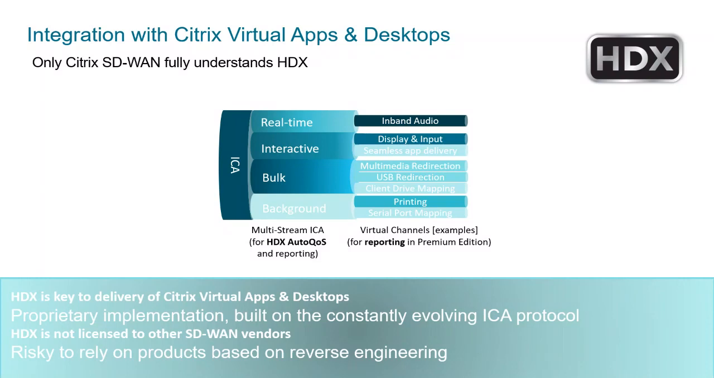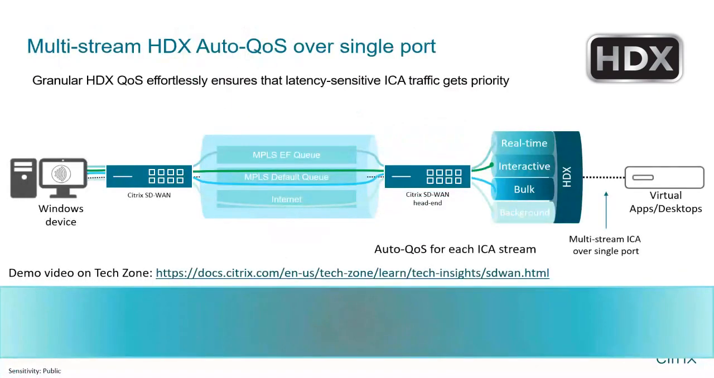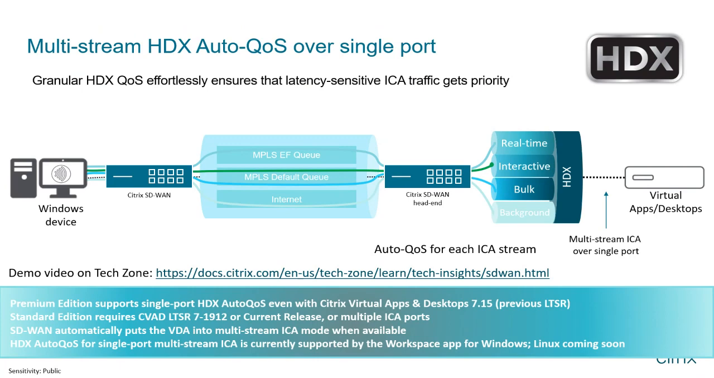So obviously it's a proprietary implementation, and it is constantly being updated based on the constant evolution of the ICA protocol. So moving forward, we actually understand what that multi-stream auto QoS is, and it's basically a very, very granular QoS to ensure the latency sensitive traffic gets across according to those rules that we have set out.